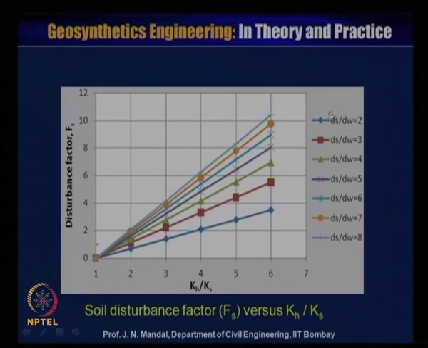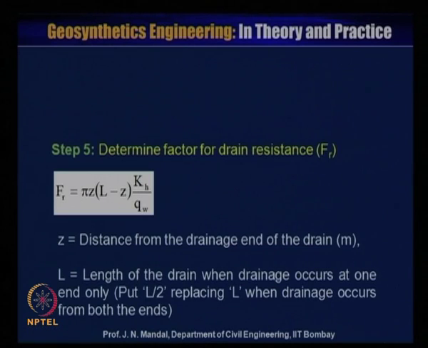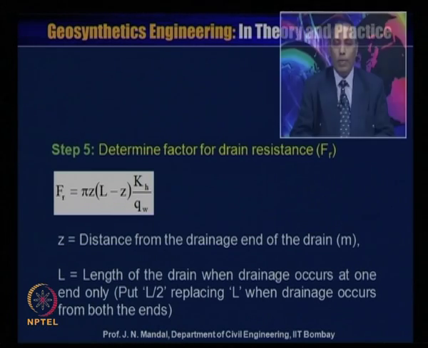So, you know now what ds by dw is. If you know ds by dw, you also know Kh by Ks. Knowing Kh by Ks and ds by dw, you can calculate the soil disturbance factor Fs from this chart. I will give you an example later. Now, step 5, determine the factor for drain resistance, that is Fr.